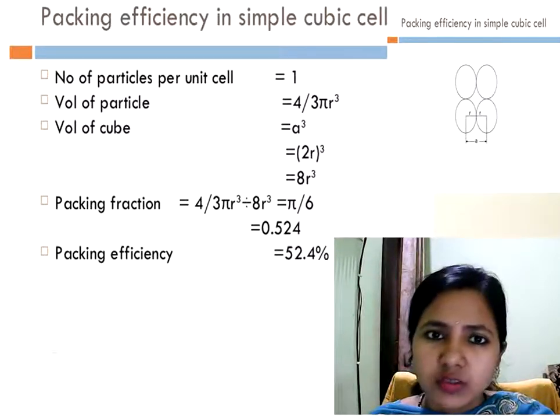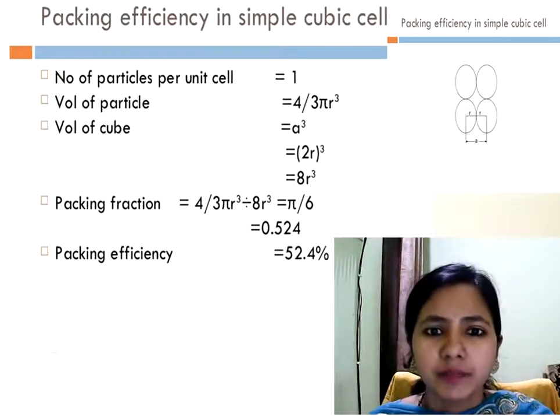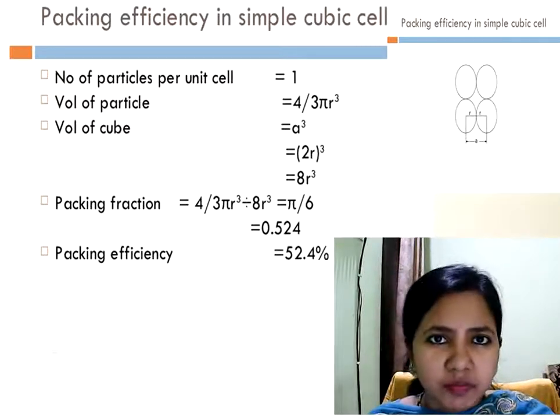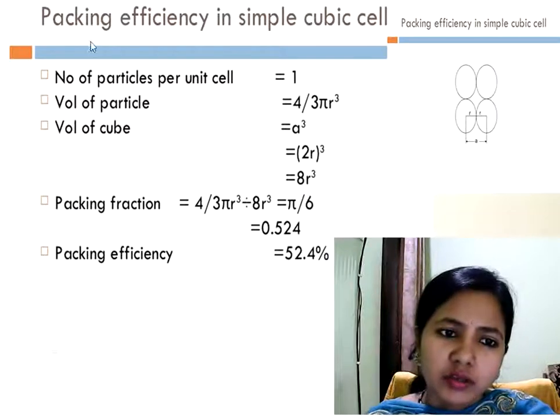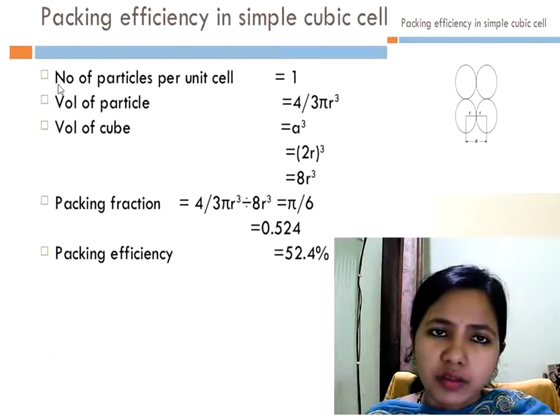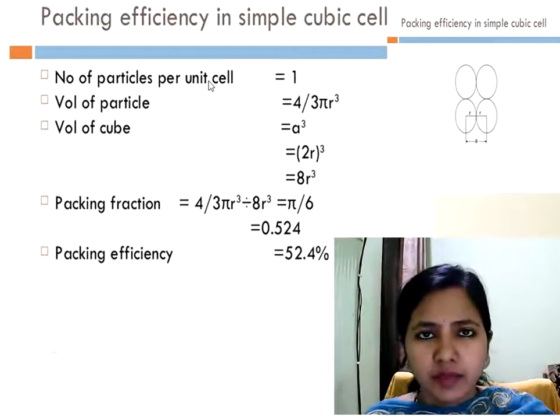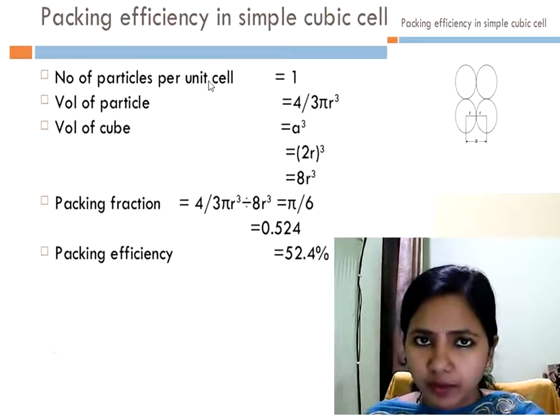So first we have to see the simple cubic unit cell. Okay, you know the structure of the simple cubic unit cell. See students, we have covered this topic in the previous class, that the number of particles per unit cell in simple cubic is equal to 1.